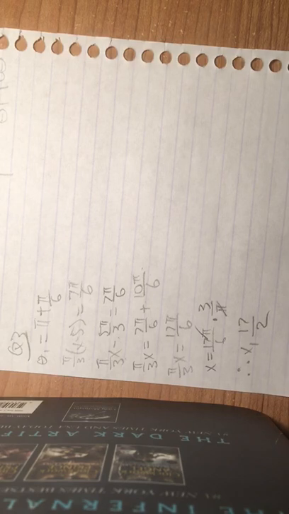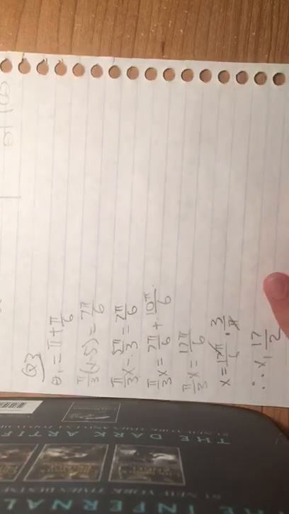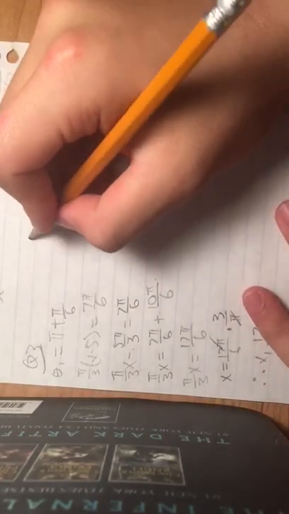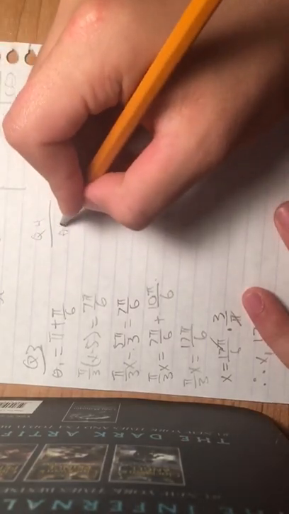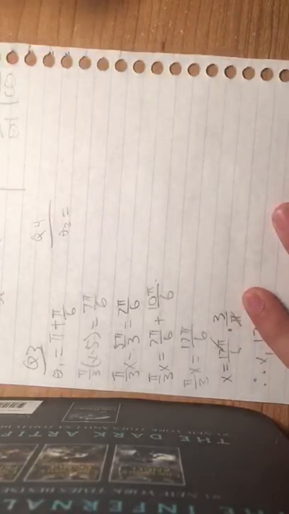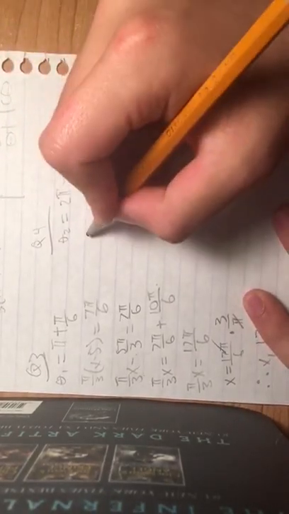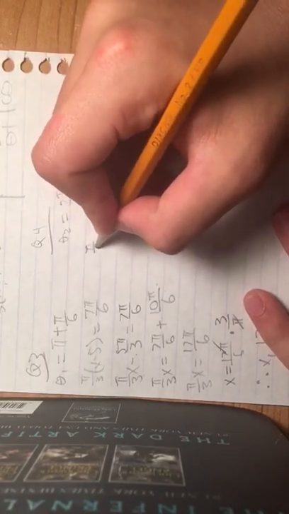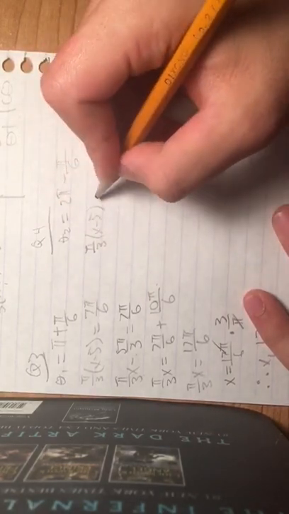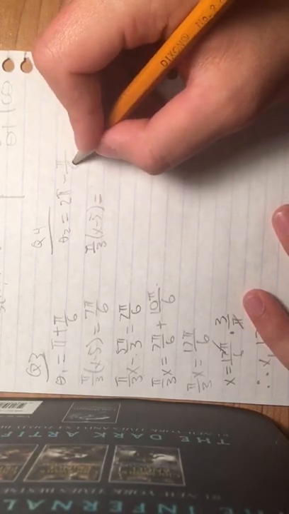Alright, and then for quadrant 4, it's 2 pi minus pi over 6. And then same thing with this side, let this equal theta, so I'm going to write that down, pi over 3 (x minus 5) equals 2 pi minus pi over 6.